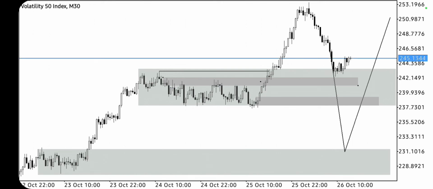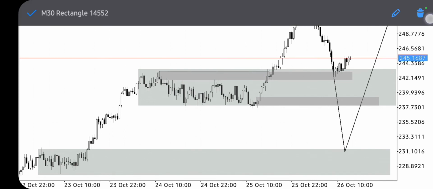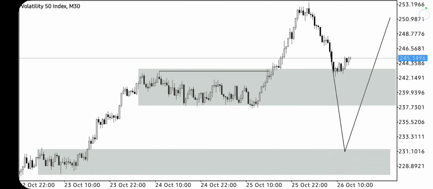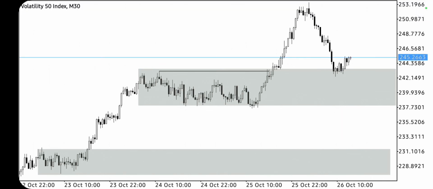As you can see, I have marked out my supply and my demand zone over here. I've marked out my demand zone over here, and the market might decide to use a breaker block. All I do is wait for confirmation. Once you are able to mark out the ranging area, the consolidation area, which means buyers and sellers are at peace at that point, now you need to look out for the breakout.